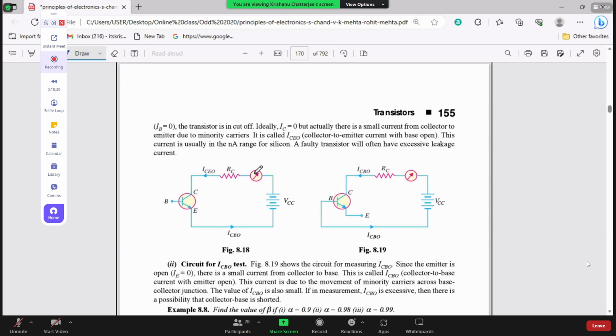What is the order of the current in reverse bias in a diode? Sir, microampere. It will be in micro or nano ampere.